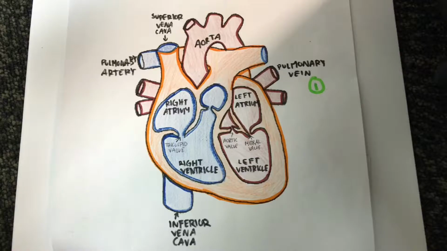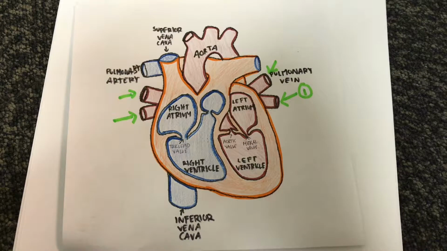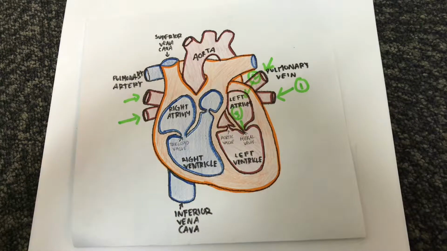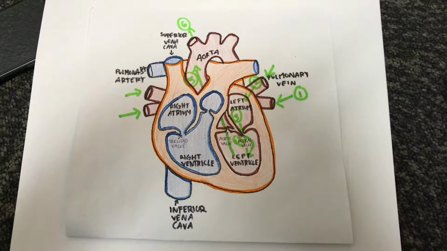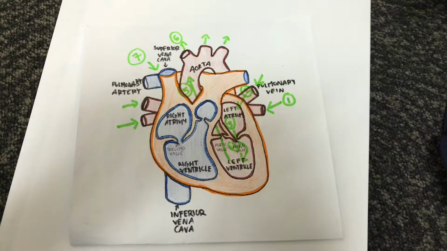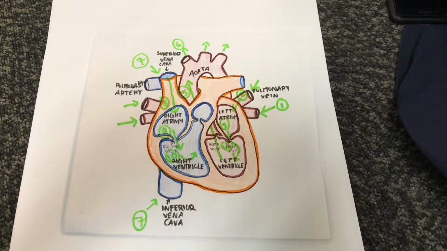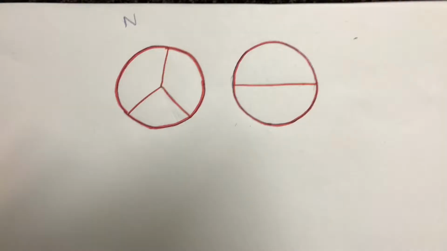The blood starts out through the pulmonary vein, and then it is sent into the left atrium through the mitral valve to the left ventricle. Then that is sent to the aorta. The blood is sent to the body. Then the body sends back the blood through the superior vena cava and the inferior vena cava, and then that sends it to the pulmonary artery, so it'll be sent to the lungs to be oxygenated.